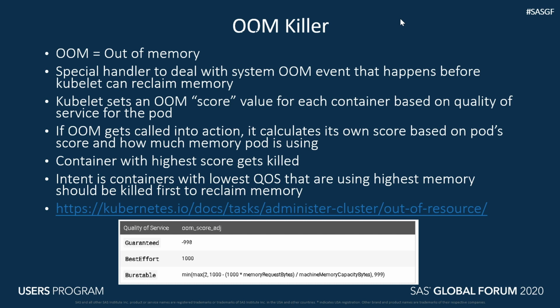Basically, what happens here is kubelet sets an OOM score for each container based on the quality of service for the pod. If the OOM killer gets called into action, it calculates its own score based on the pod score and how much memory the pod is using. The container with the highest score, as calculated through this process, gets killed off.